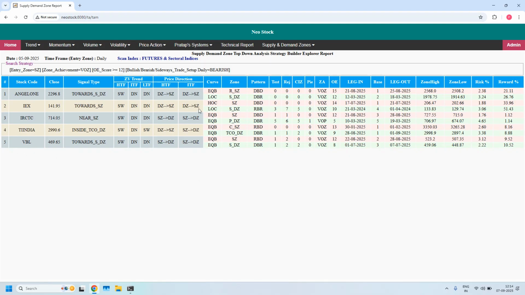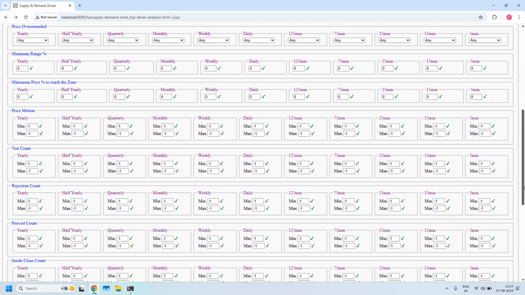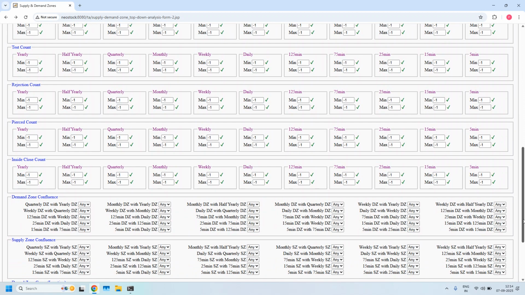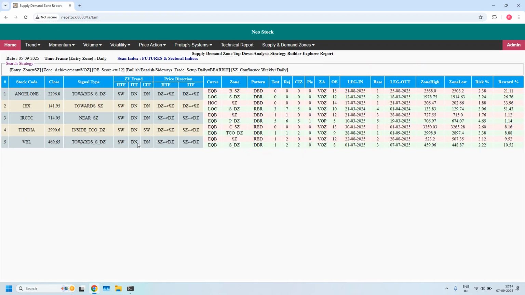Out of these 5, we need to identify how many have daily and weekly supply zone confluence. So adding one more filter, supply zone confluence. What is that? Daily supply zone and weekly supply zone confluence. I enabled the filter. We got all 5 stocks filtered.